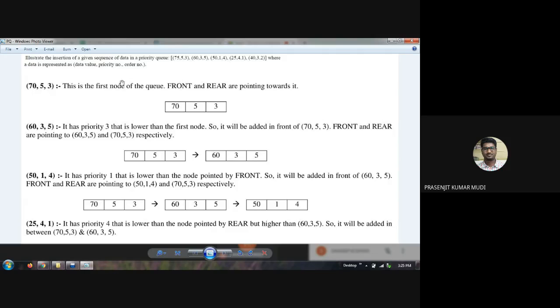Oh sorry, it's a typo mistake, 7553. It should be 70. So 70, 5, 3 is the element. The first part is the data value, that's 70, but its priority number is 5, order number is 3. As this is the first node of the queue, it will be simply added to the queue.